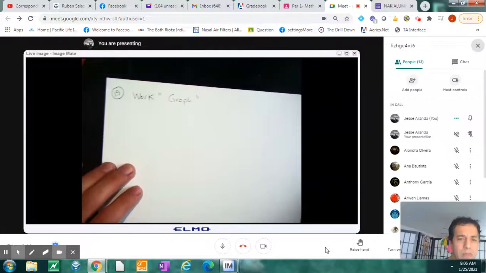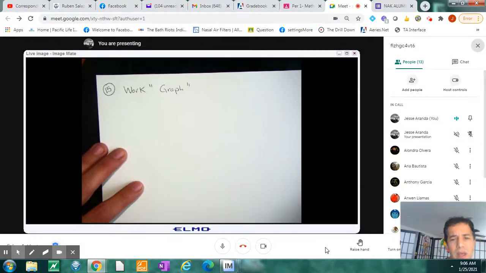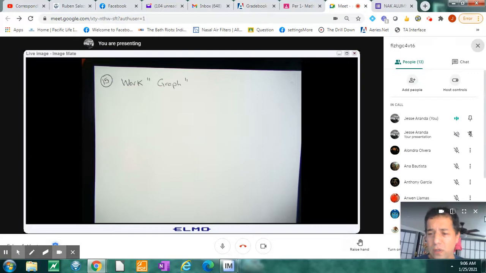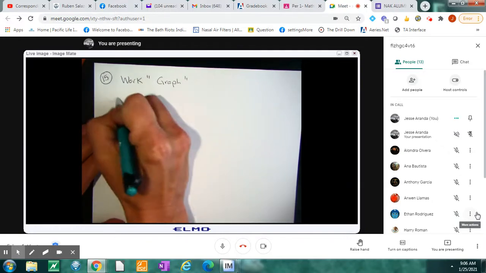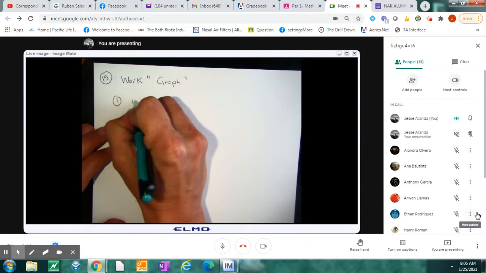Let's go ahead and correct the work, or for those that haven't done it, at least copy the work, do the work, copy my answers. They're right here. So the first one is y is equal to 2x minus 3.